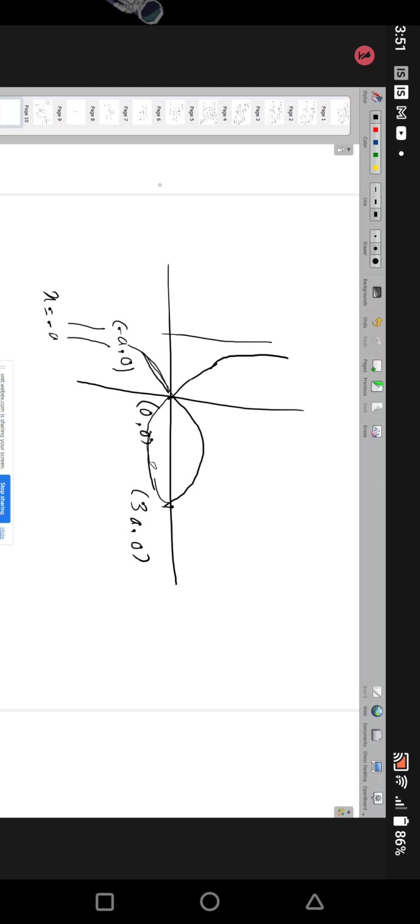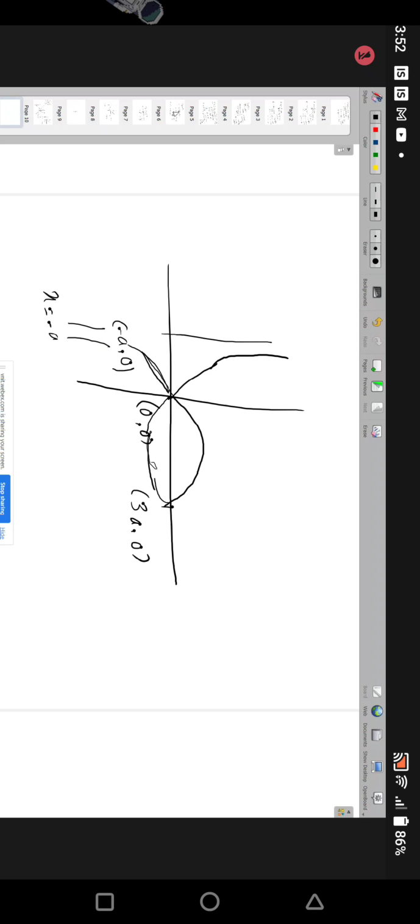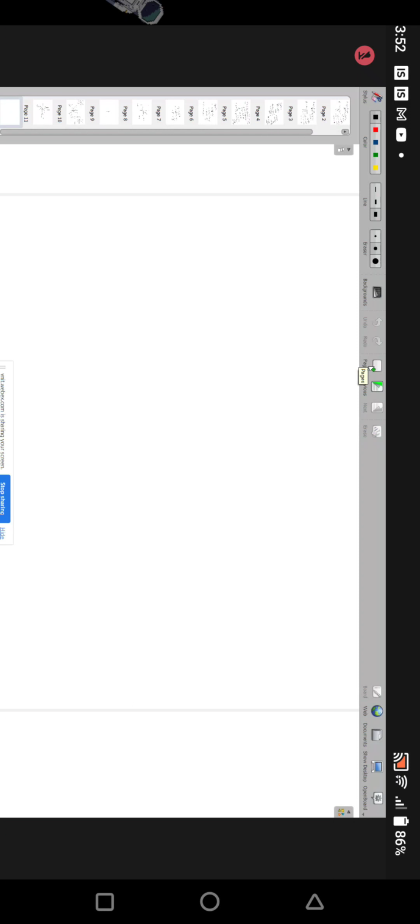Okay. So what we do, we move on to the polar type of curves. We move on to tracing of polar curves. Okay. So the first polar curve is given to be r square equal to a square sine 2 theta.